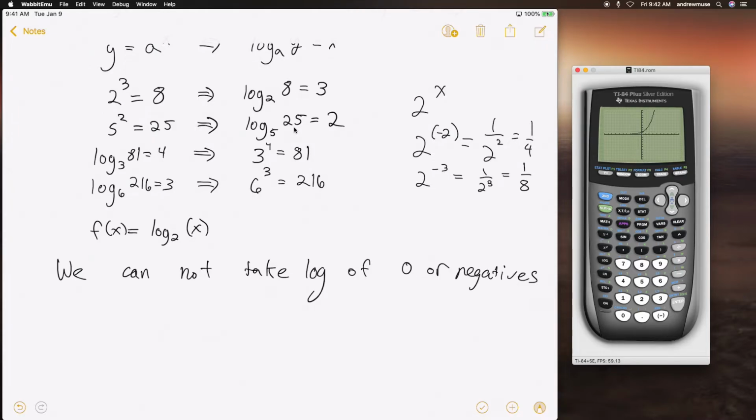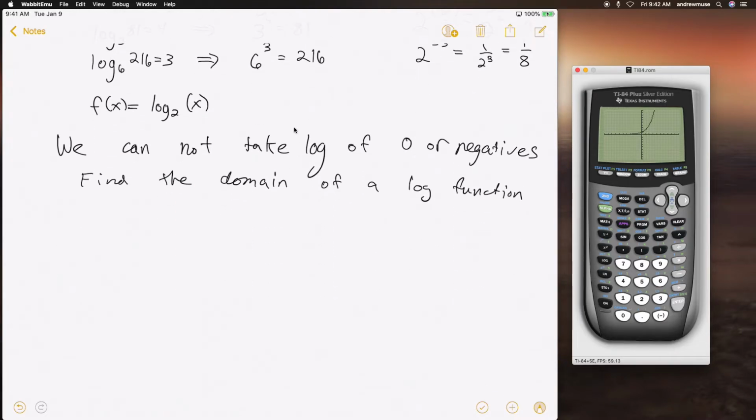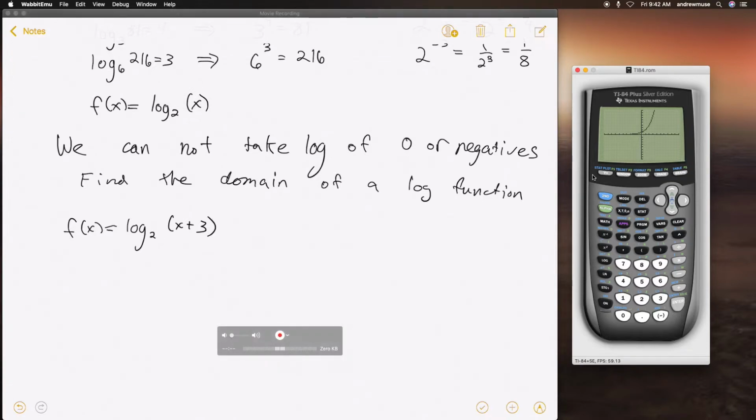So, let's say I want to find the domain of a log function. So let's say I have f of x equals log base 2 of x plus 3. This x plus 3 in parentheses can never be, well, sorry, I never looked at the log. I forgot to actually graph a log. Sorry about that.